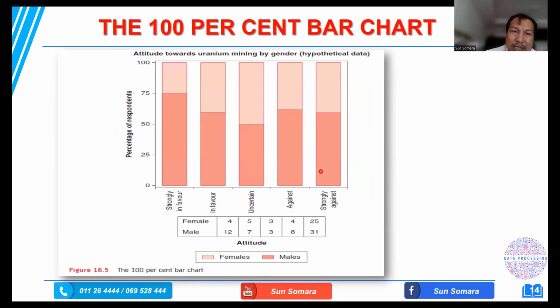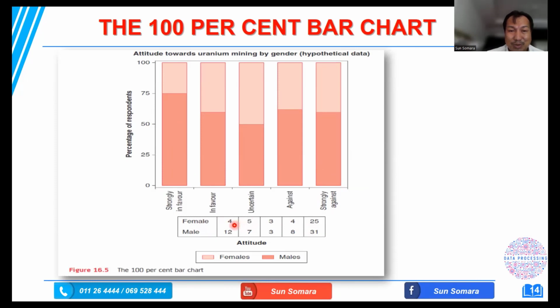Okay, this one we call the 100% bar chart. Yeah. So totally 100, but it just shows the comparison between male and female. The one before is just something here, but this one is much better, that we can see. They just use the number here, like female.